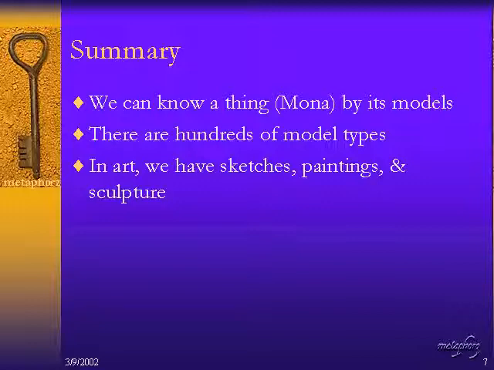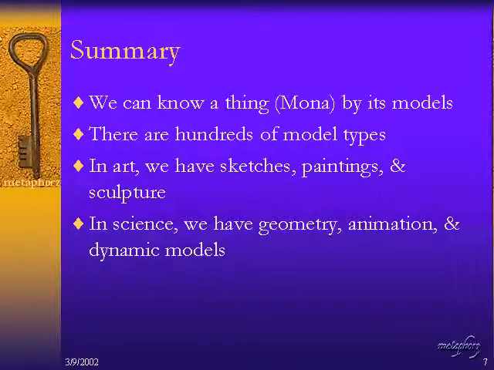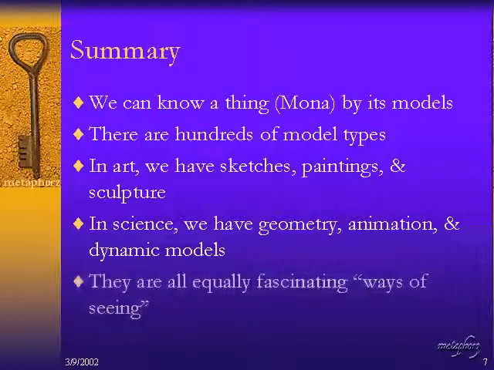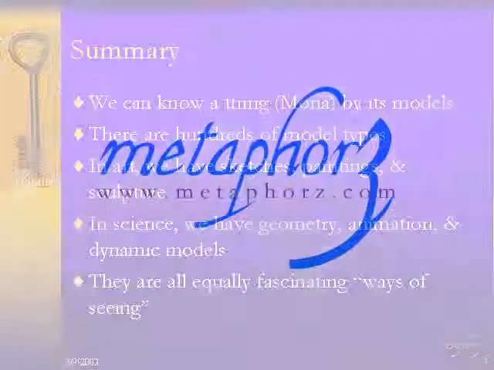In the visual or artistic model, you've got sketches, painting, sculpture, multimedia in the physical sense. And this is how you actually create art, which represent models of targets. In science, we have geometry models, animation models, and dynamic models. And there's a big crossover between art and science. They're both after really the same thing. They're just looking at different ways of viewing Mona Lisa. And they all represent equally fascinating ways of seeing.